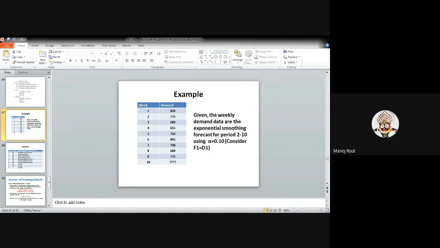This type of question is arranged in the form of long questions. Clear? It carries 16 marks. So try to solve this one. Clear? 815. Good.